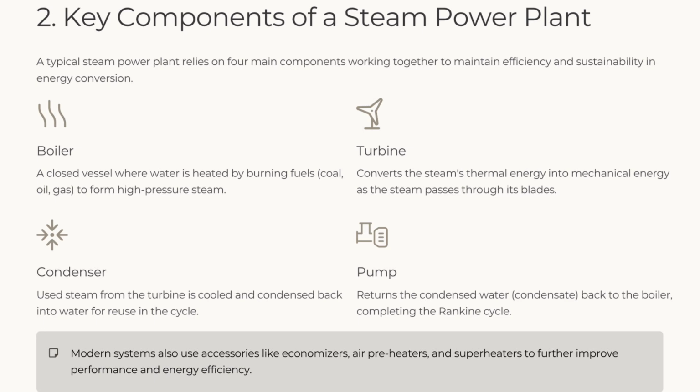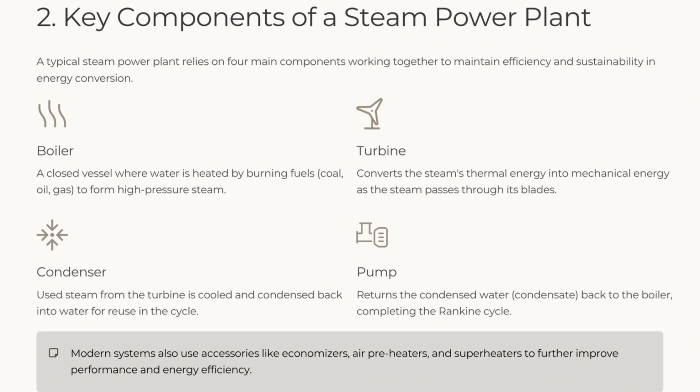The boiler is a closed vessel where water is heated by burning fuels like coal, oil, or gas. Inside, the heat converts the water into high pressure steam. This steam carries a lot of energy which will drive the turbine. So, the boiler's main function is to produce high pressure steam for power generation.